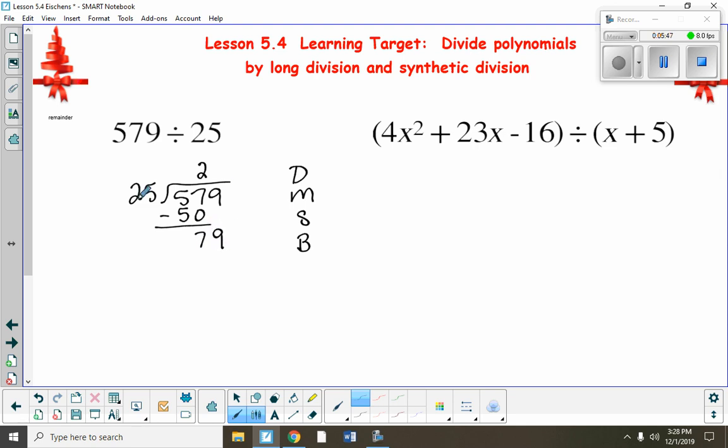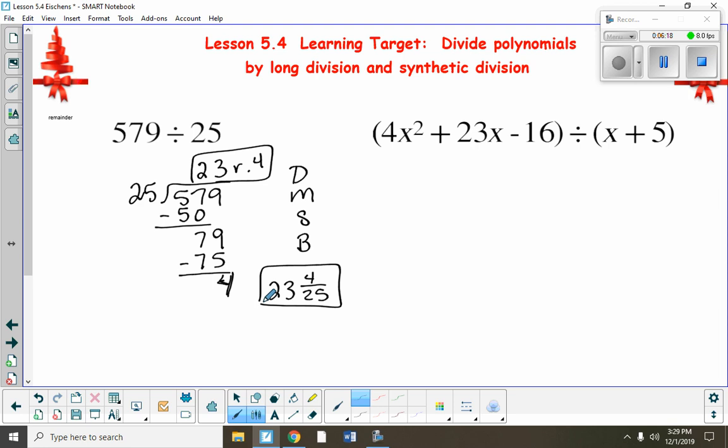Now we go back to divide. 25 into 79 is 3. 3 times 25 is 75. We subtract, we have 4 left over, so we have a remainder of 4. Now there are a couple ways we can express our remainder. You can just write remainder 4, or you could write 23 and there is 4 left over, so it's 4/25ths. So either way you could write your answer.